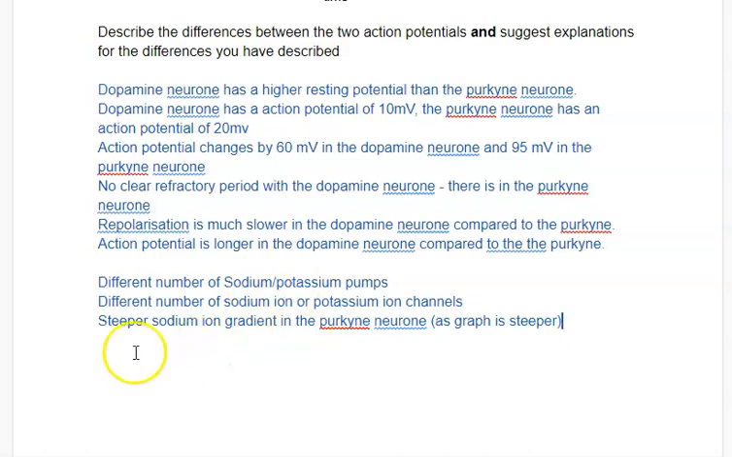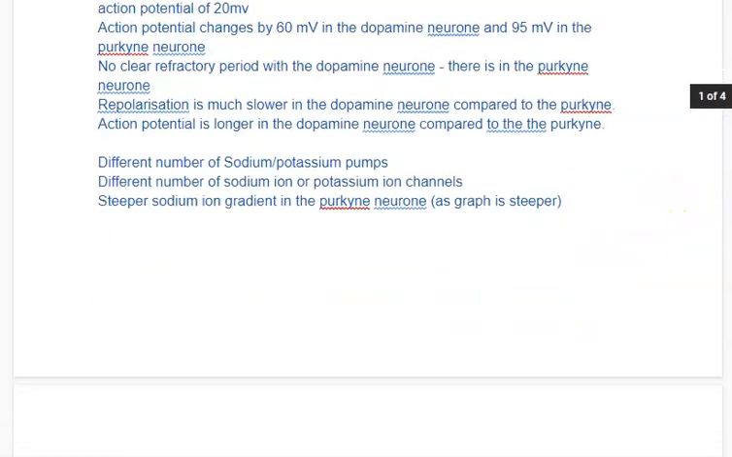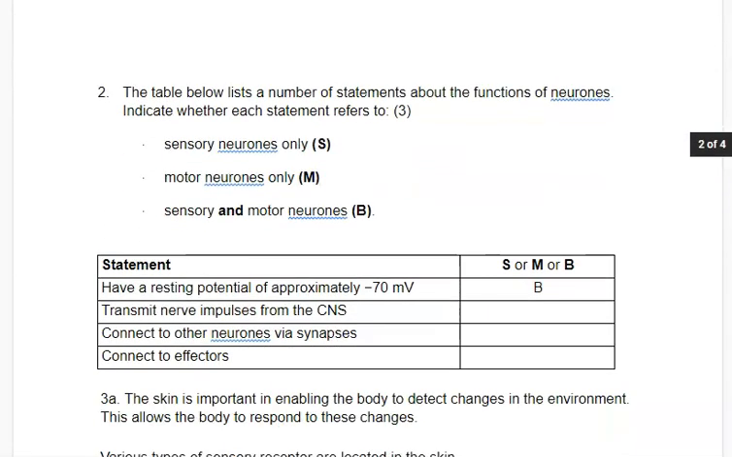Okay, so I've got plenty of things here that I'm able to write to gain those extra marks. I could say also that I've got different types of voltage gated sodium and potassium ion channels, but any combination of those would give me the marks. Okay, right, let's go on to question number 2.